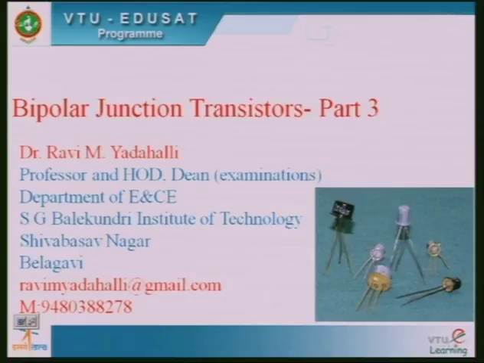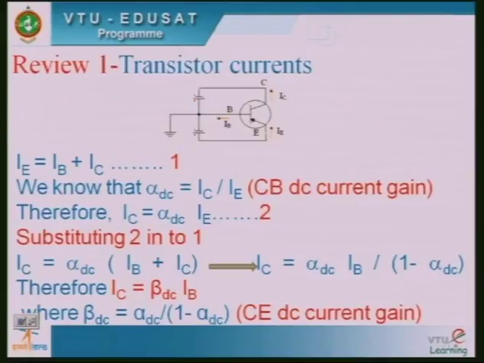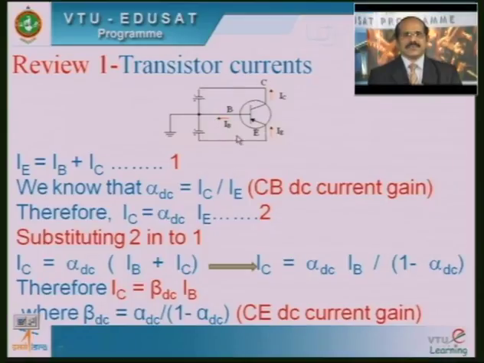So, we shall continue the discussion on the bipolar junction transistor. In the last class, we have seen the transistor current. As this particular slide shows, we considered a PNP transistor. If we apply Kirchhoff's current law, we get emitter current is the summation of the base current and the collector current. And also we know that alpha DC is equal to IC by IE, that is output current by the input current.